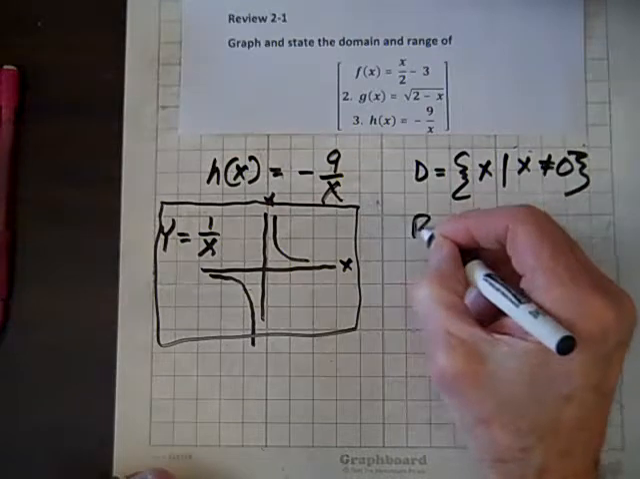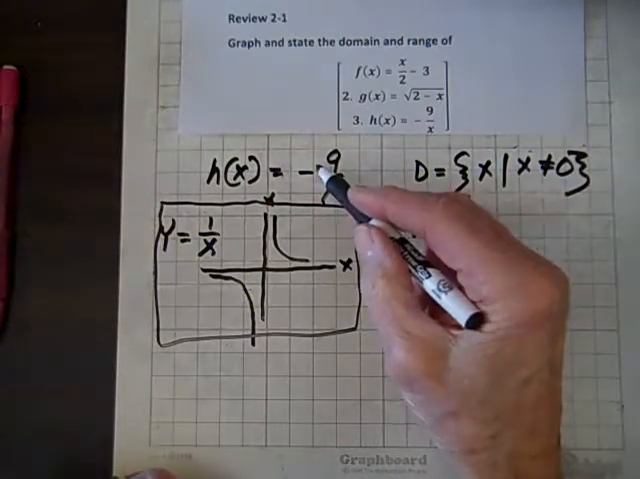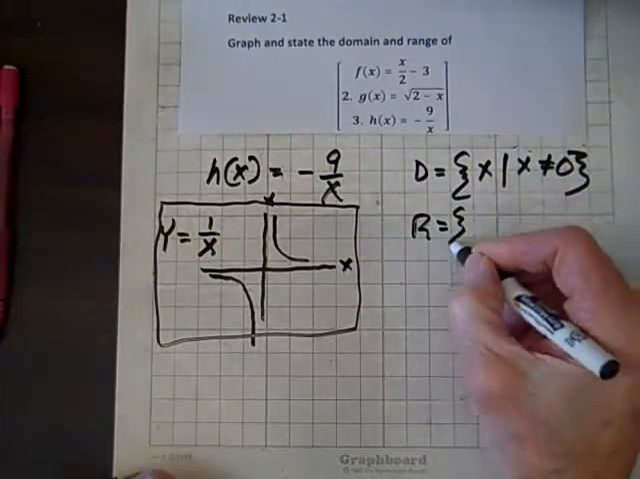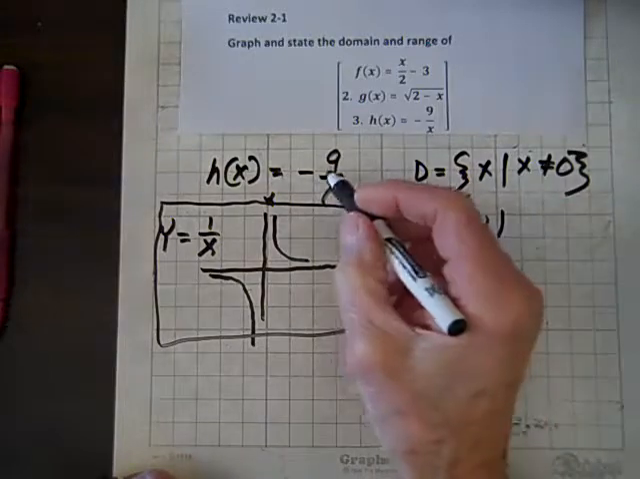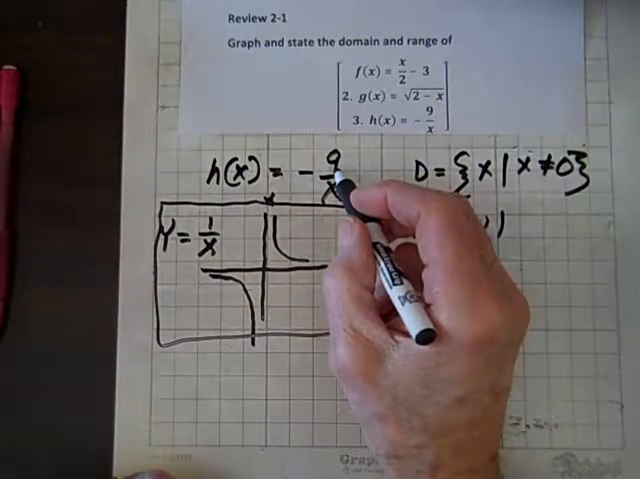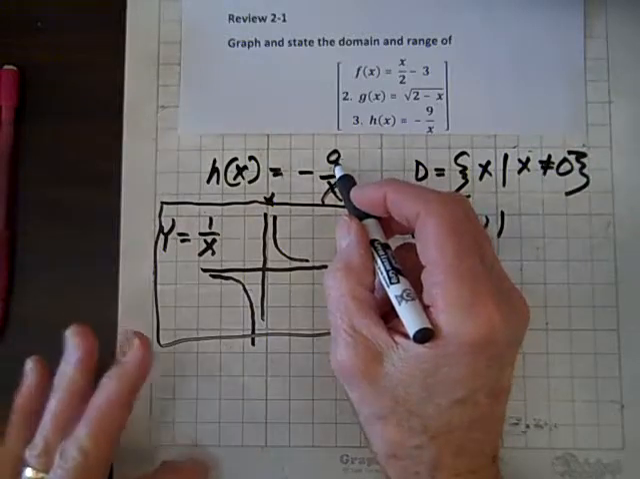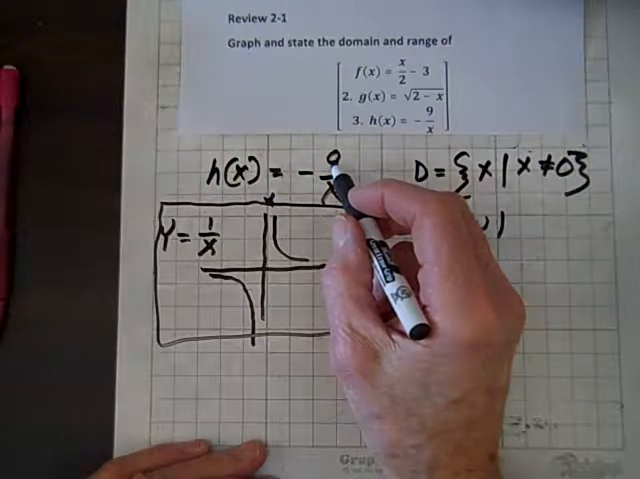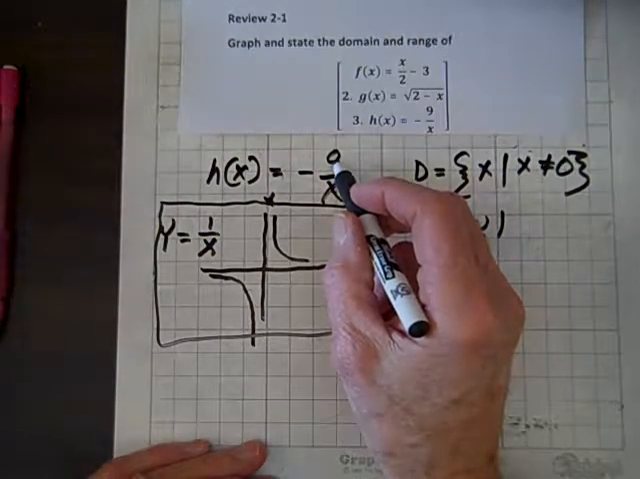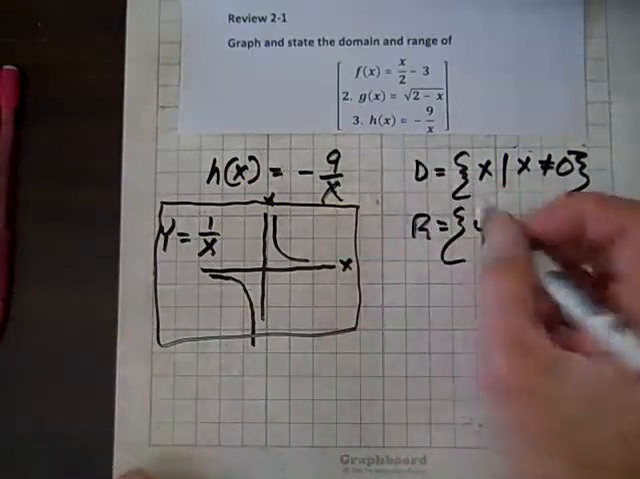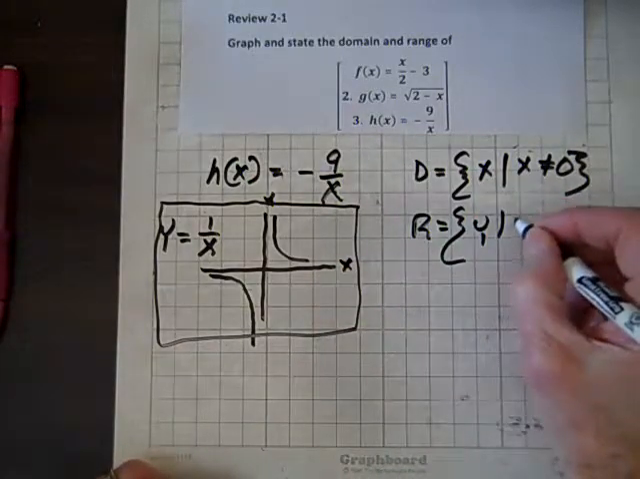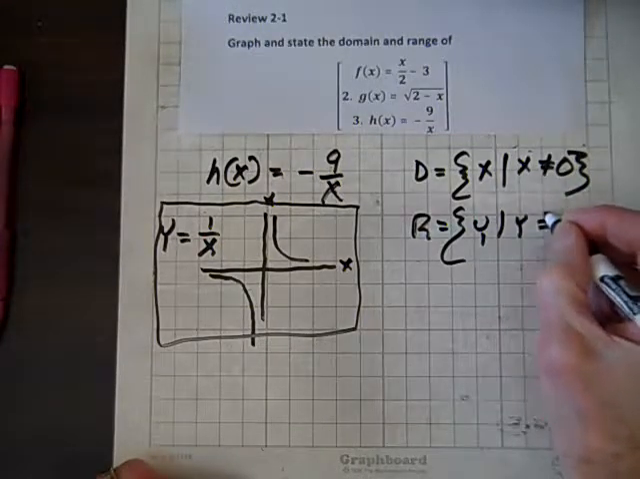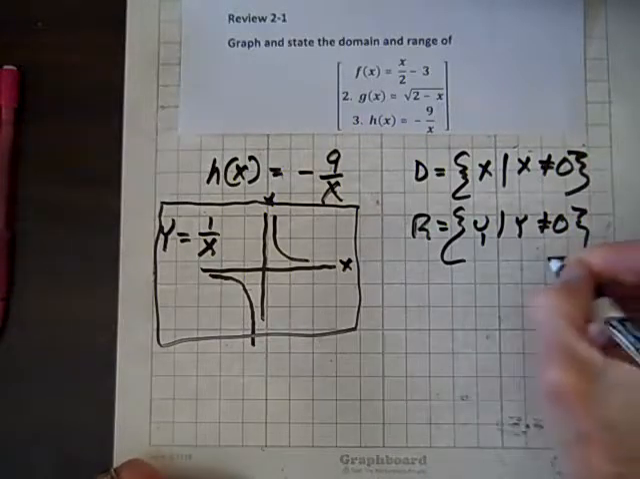Now, let's check this out. Let's consider the range. Will you agree y, or h of x, can never be 0? The only way a fraction can be 0 is if the numerator can be 0. Since the numerator is 9, then 9 can never be 0. So we've got a similar situation to the domain. So y is not equal to 0. Otherwise, it'll assume any value.